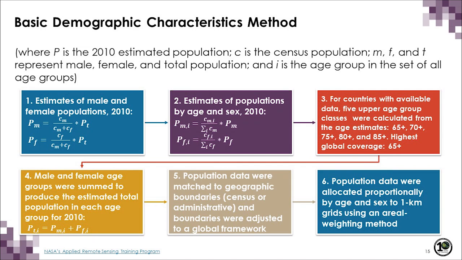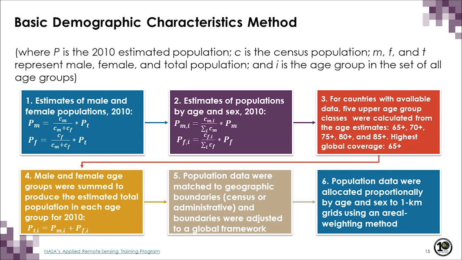The methods for developing the basic demographic characteristics data set are similar to the methodology for GPW4. First, we estimated male and female populations and male and female population by age for 2010. Then we decided on what would be the last age group. For countries with available data, 5 upper age group classes were calculated from the age estimate, starting at 65, going up to 85 and plus. Because of data availability, the highest global coverage is for 65 and older.